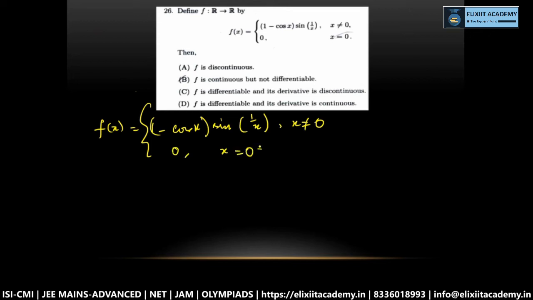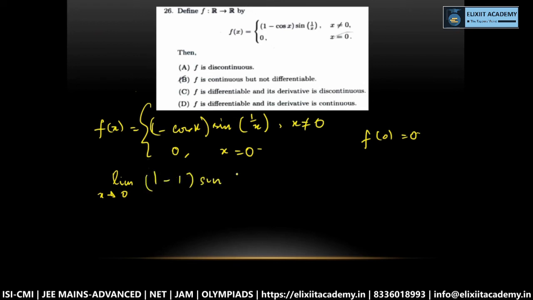Obviously f of 0 is 0. So is this continuous or not, differentiable or not? One by one we'll see. First of all, for continuity, let's check the limit, with x not equal to 0. Very basic question. Limit x tends to 0, this is 1 minus 1, which is 0.